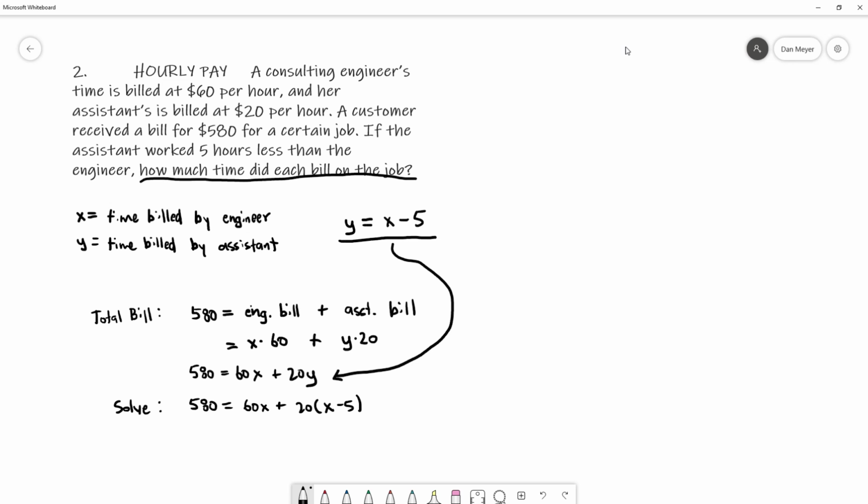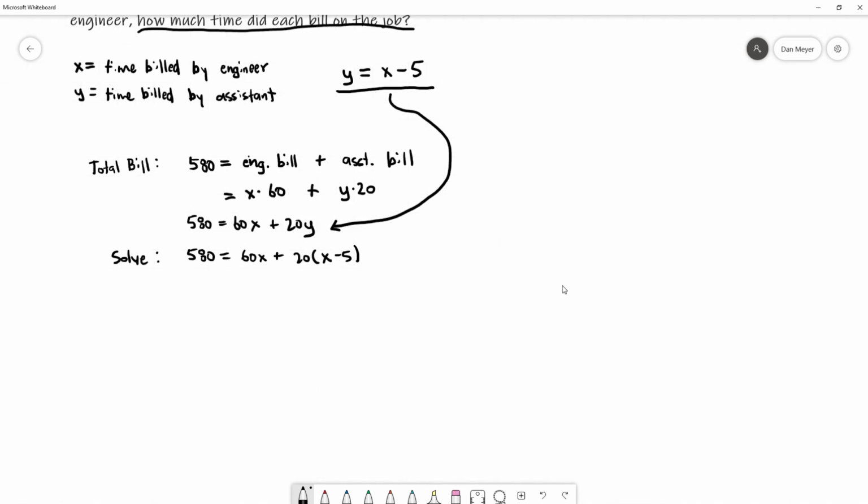Solve 580 is equal to 60x plus 20 times x minus 5. So we have a linear equation to solve here. Let's get rid of our parentheses: 60x plus 20x minus 100 when I distribute the 20. If I add 100 to both sides, I get 680 is equal to 80x. And then if I divide both sides by 80, we get x is equal to 680 divided by 80.